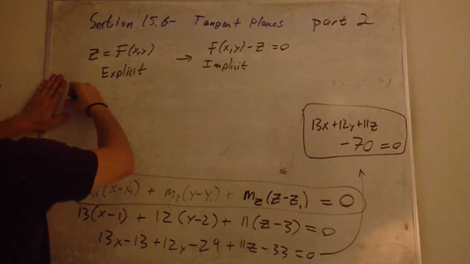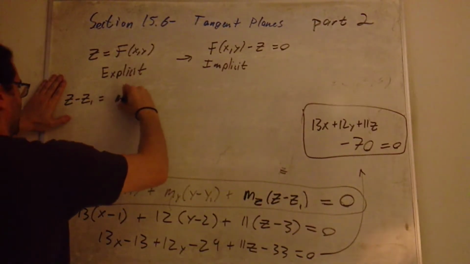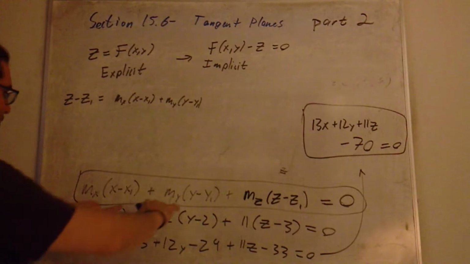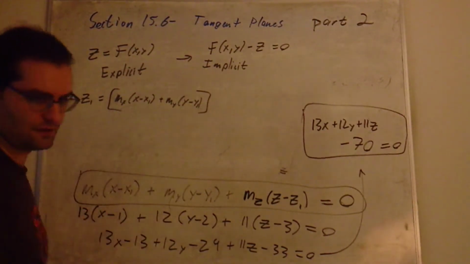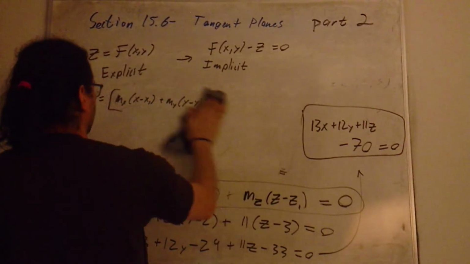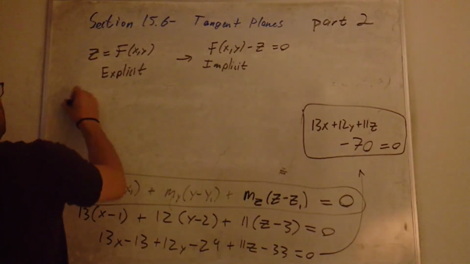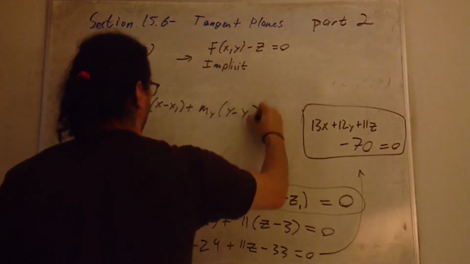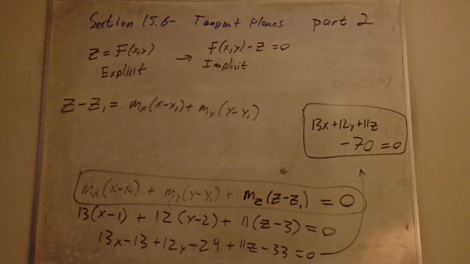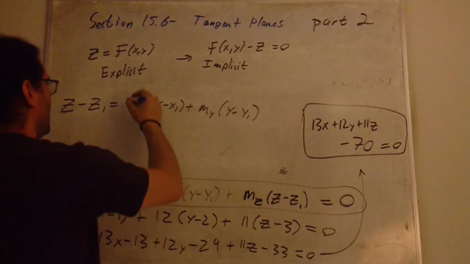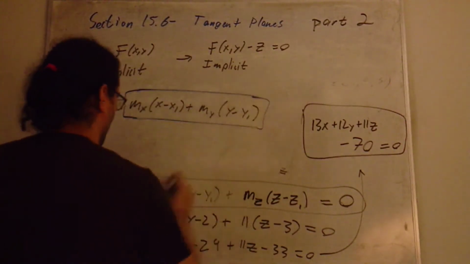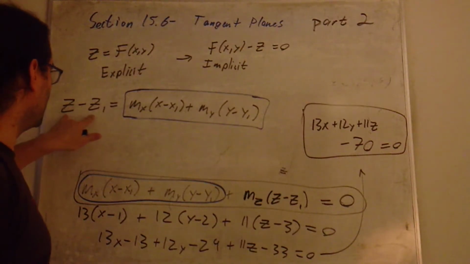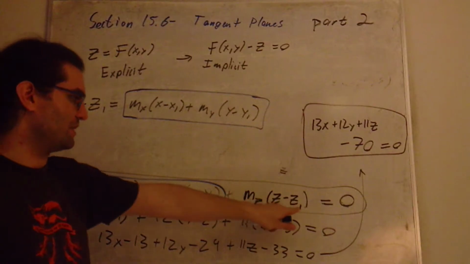And the tangent plane for an explicit thing is z minus z1 equals mx times x minus x1 plus my times y minus y1. And hopefully we can see that already most of this matches. Let me do that in a different color, and bigger. Z minus z1 equals mx times x minus x1 plus my times y minus y1. This is the explicit version of this tangent plane. And this part of it matches. So the only big difference here is that this thing is z minus z1 on the other side of the equation, and this has a slope times z minus z1 over here.